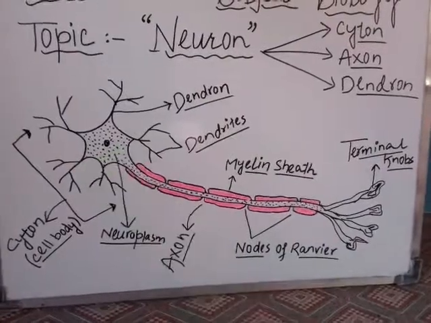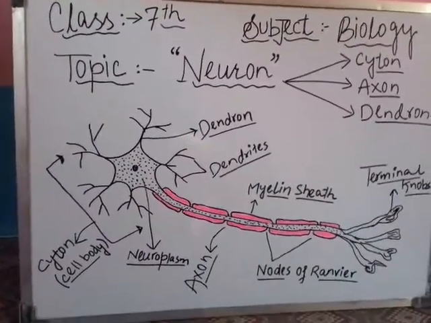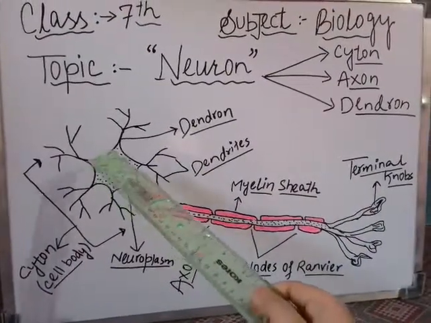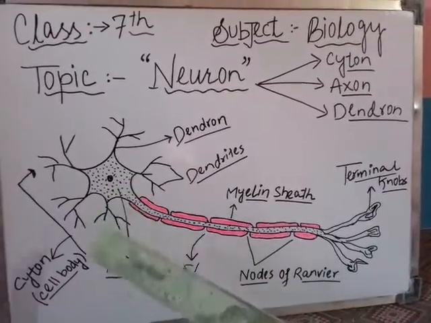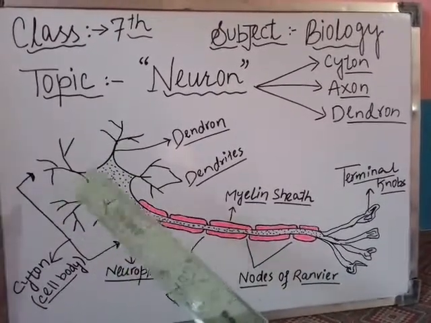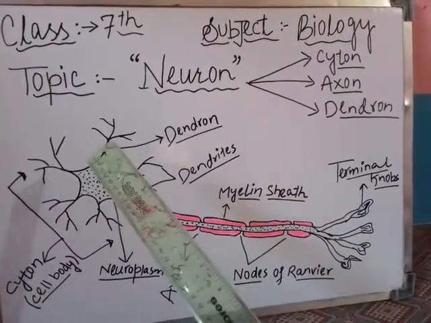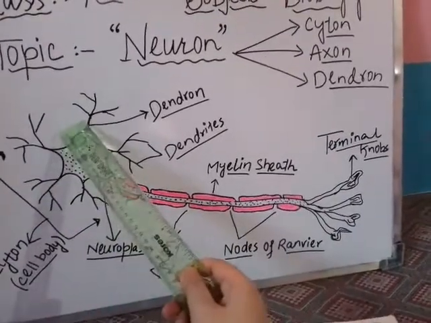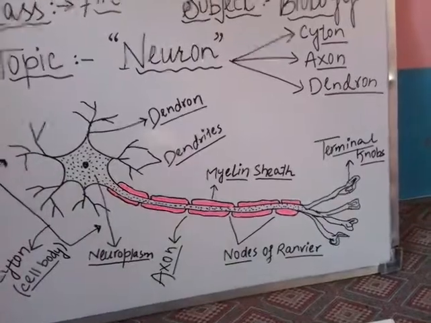So in the middle there is a nucleus. As every cell contains a nucleus, so is here. This is the nucleus and these dotted structures represent neuroplasm, that is the cytoplasm. So from this cyton arise some short fibers, as you can see here, which are called dendrons. These are the short fibers which arise from the cyton.